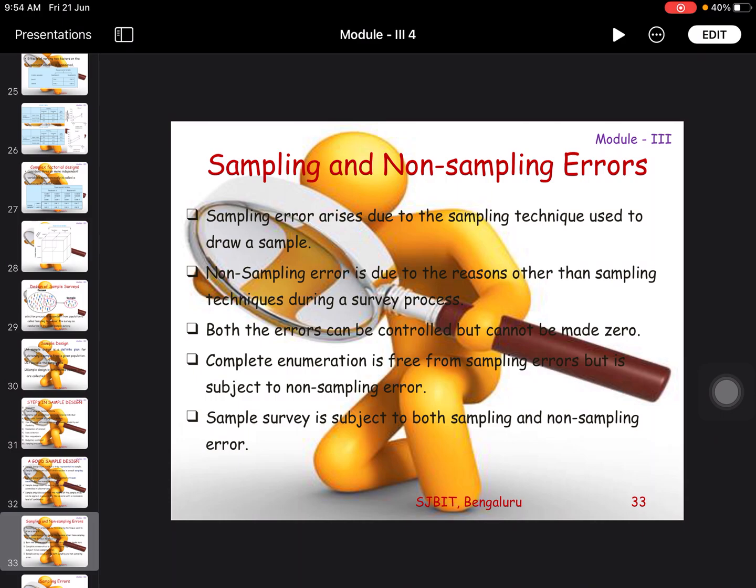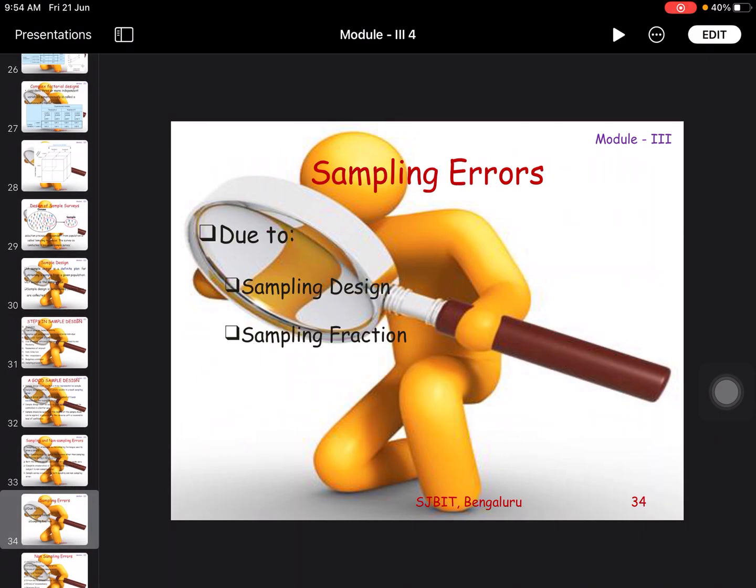So non-sampling error is due to reasons other than sampling. The mass collection of the data done during the survey process can also introduce some errors. Both the errors can be controlled, but cannot be made equal to zero. Complete enumeration is free from sampling errors, but is subject to non-sampling errors. A sample survey is subject to both sampling and non-sampling errors.